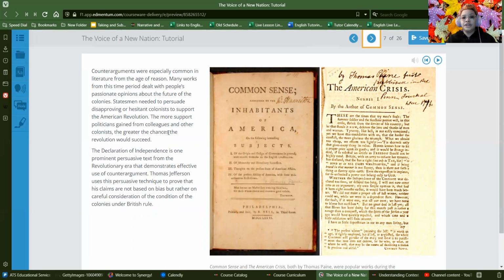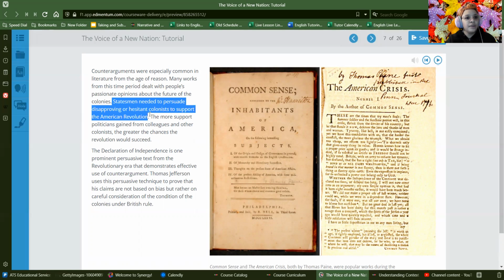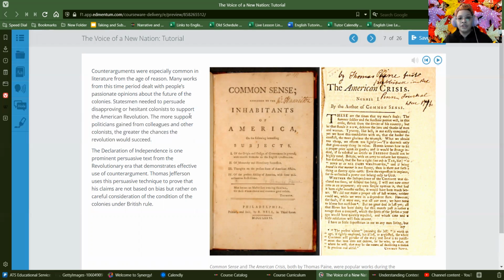So here on this slide, they just tell you basically what I said in the beginning, which is that counter arguments were especially common in literature from the age of reason. So a lot of people were trying to convince people who were on the fence, who weren't sure about American independence, that it was a good thing and that the people needed to back it. It says here, statesmen needed to persuade disapproving or hesitant colonists to support the American Revolution. The more support politicians gained from colleagues and other colonists, the greater the chances the revolution would succeed.